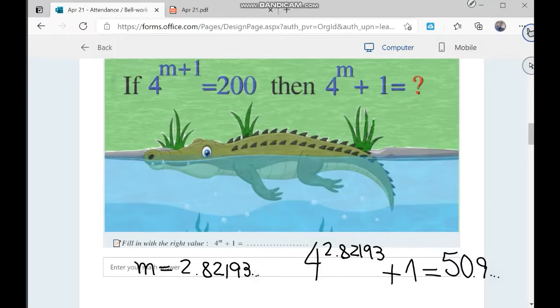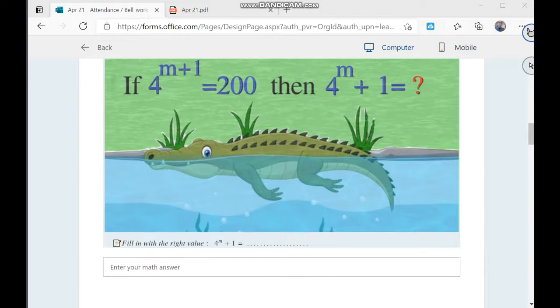All right, but I will show you how to calculate the exact answer. We can do it because 4 exponent m plus 1 is equal to 200. And we can divide both sides by 4. Divide by 4 and by 4.